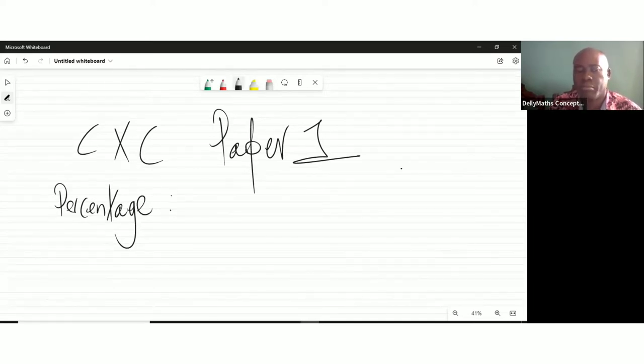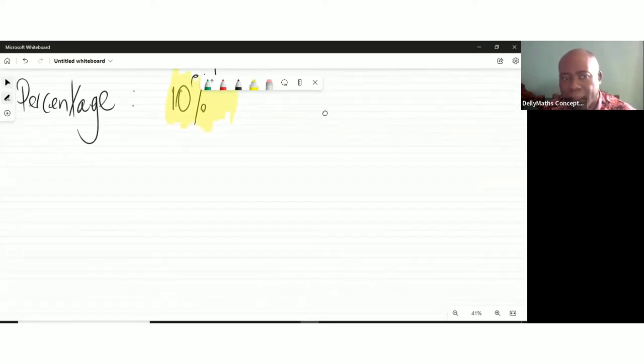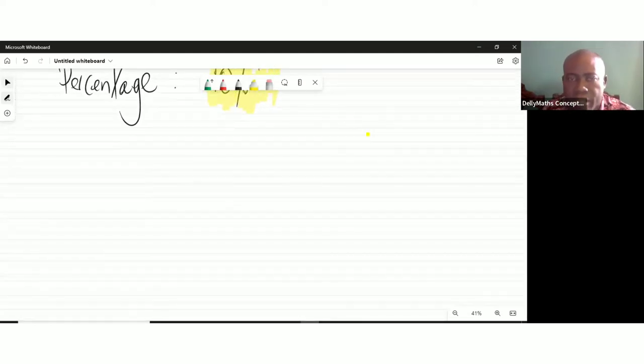The paper one percentage questions are linked to understanding 10%. That's one of the biggest factors. If I understand how to find 10%, most of the percentage questions that I see, we are able to get the answers quickly because we don't use calculators. Let's try a number, for example, $400.